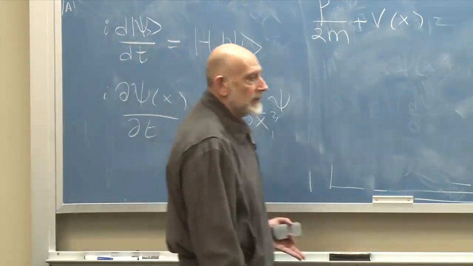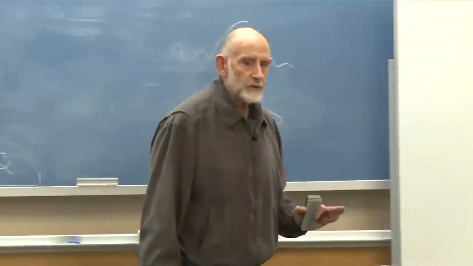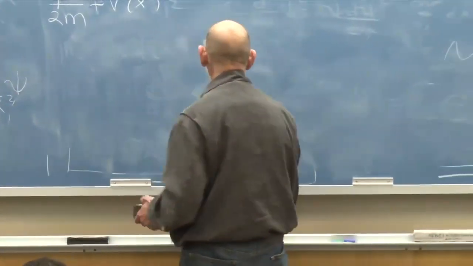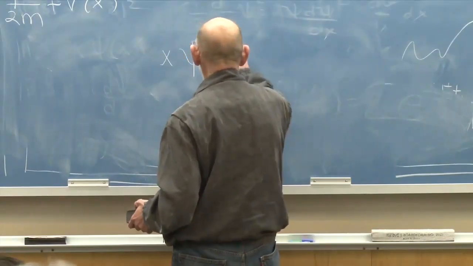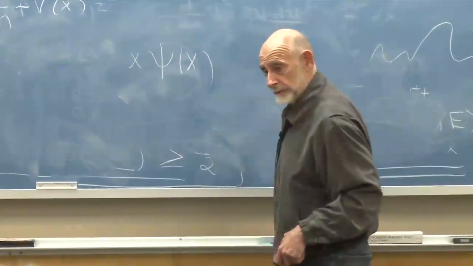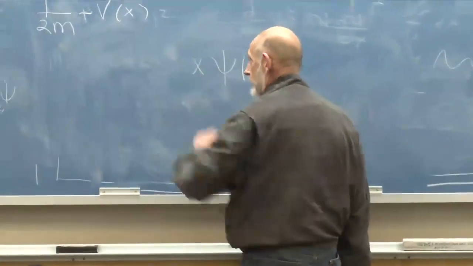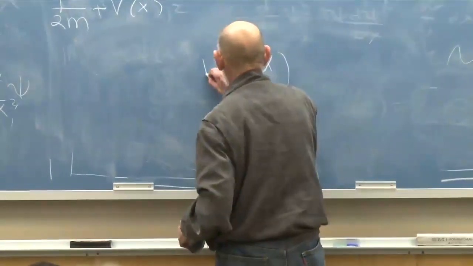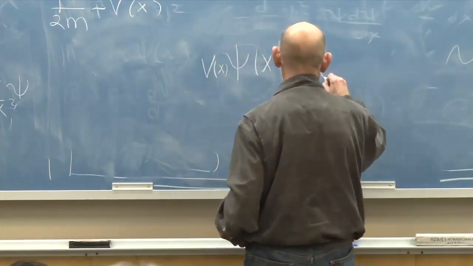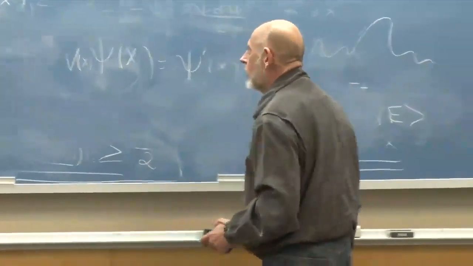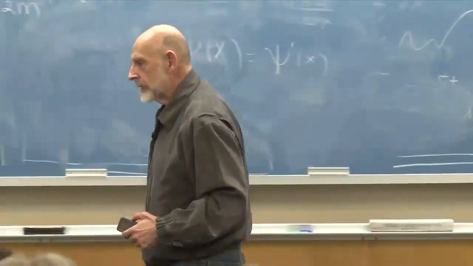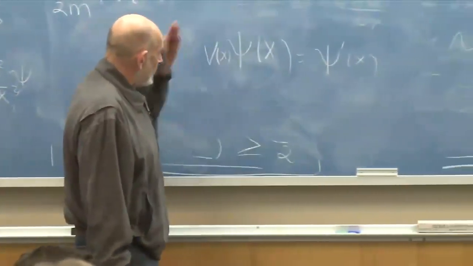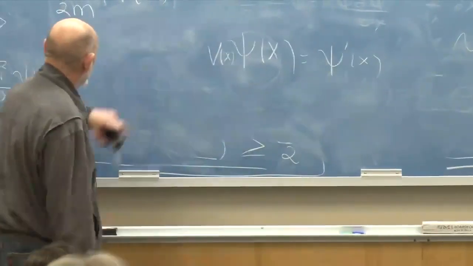Is v of x an operator? Yes, v of x is an operator. By definition, this is a definition now. I told you what the operator x does. The operator x, when it multiplies a wave function, just multiplies it by x. The corresponding thing for a general v of x is that the operator v of x multiplies the wave function by v of x. We didn't talk about functions of x, but functions of x are just defined in the obvious way, as operators. They operate on wave functions just to multiply by v of x.